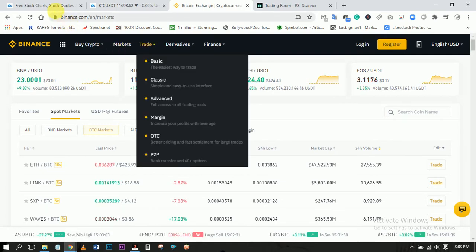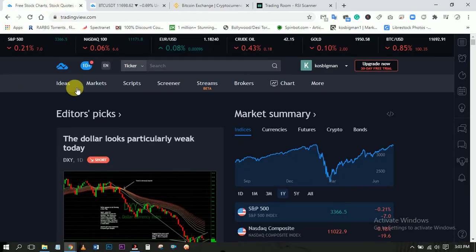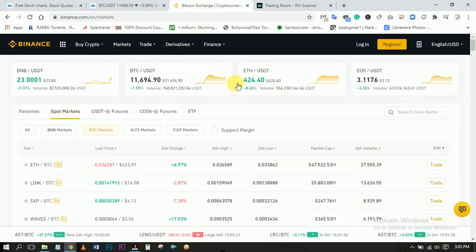So now the next thing is we're moving over to tradingview.com. Now, lest I forget, on this platform, which is the Binance platform, they also have their own chart. They also have their TradingView chart.